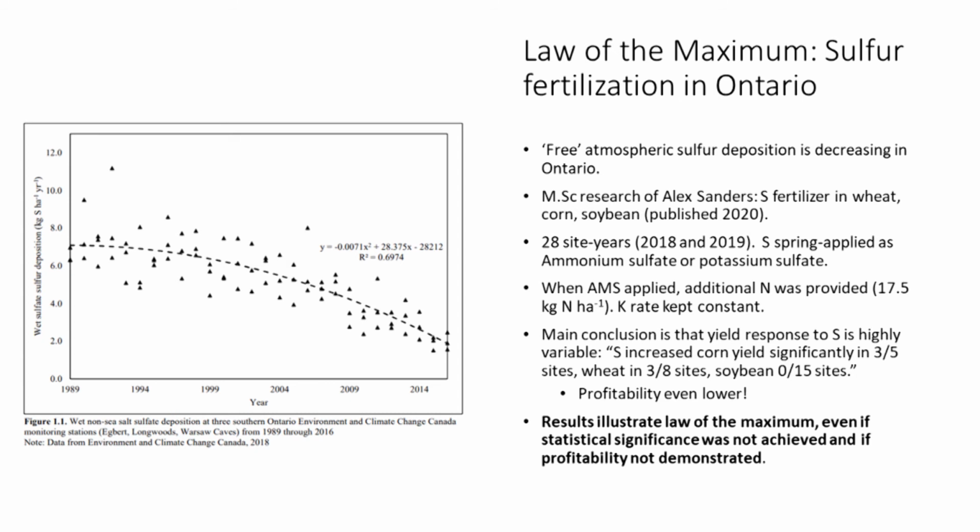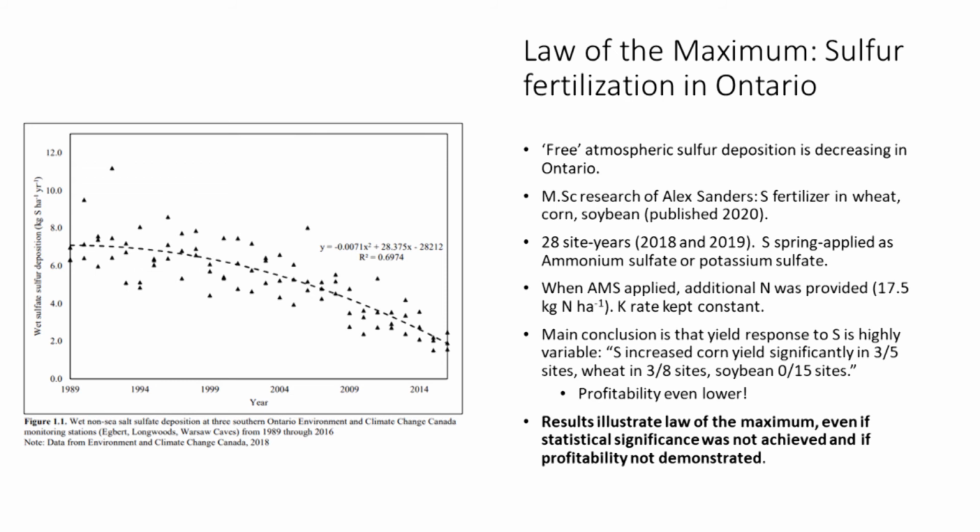A more direct application of the law of the maximum to Ontario crop production is found in the master's thesis of former master's student Alex Sanders, who graduated in 2020. He studied the yield effect of sulfur fertilization in wheat, corn, and soybeans across 28 different site years all across Ontario.